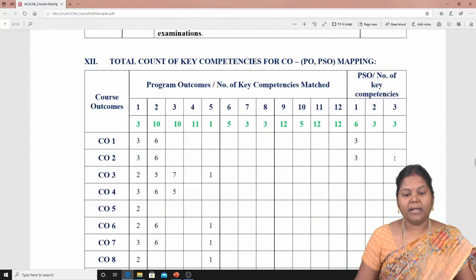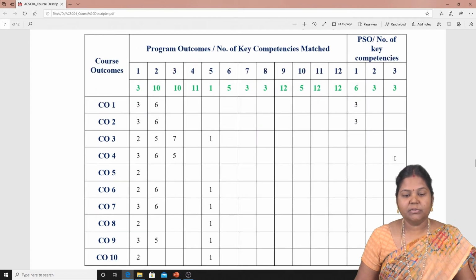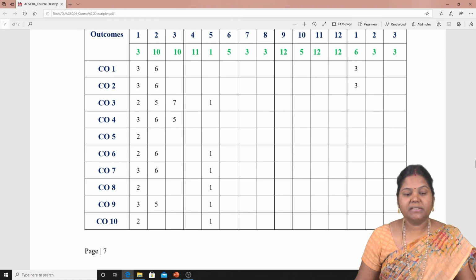Then, followed by, we will now keep a count of the key competencies required for CO, PO and PSO mapping. This table shows the total count of the key competencies that you have mentioned in the earlier table. You can see here how many key competencies each particular CO is mapped with in the respective POs and PSOs.